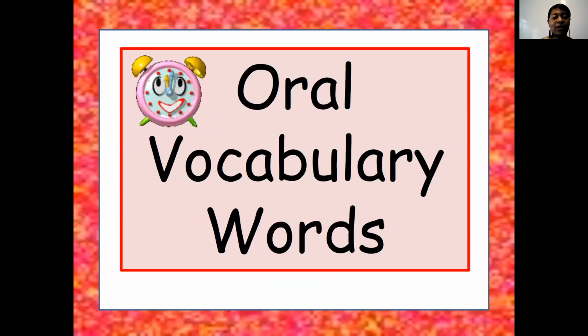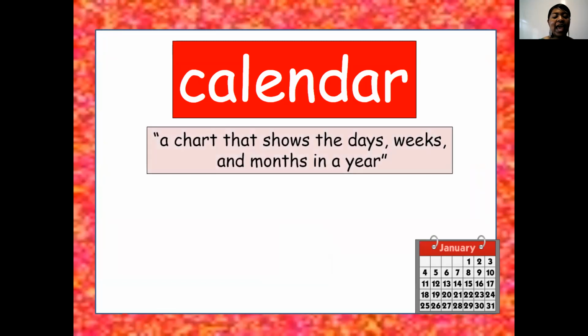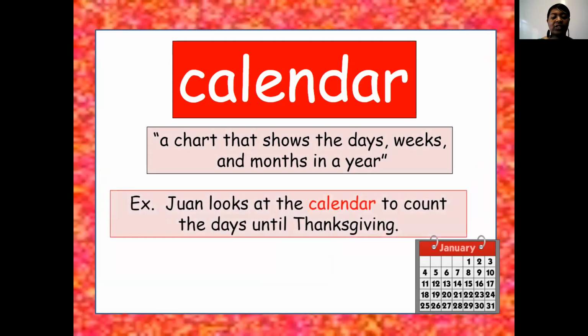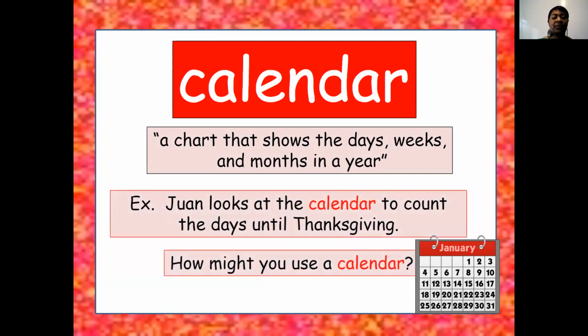Oral vocabulary words. Calendar, a chart that shows the days, weeks, and months in a year. Juan looks at the calendar to count the days until Thanksgiving. How might you use a calendar? So, what are some things that you can do with a calendar?